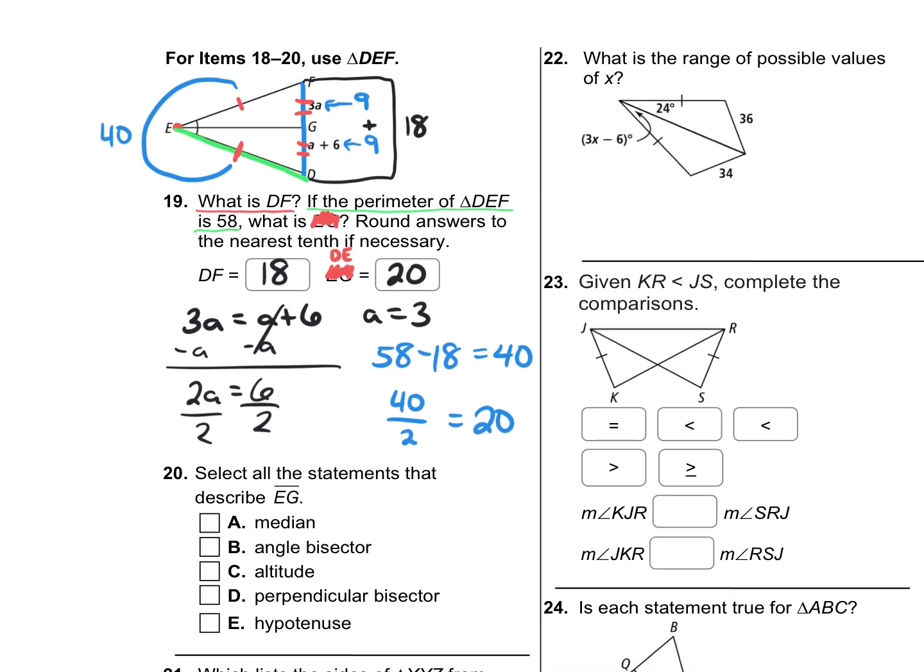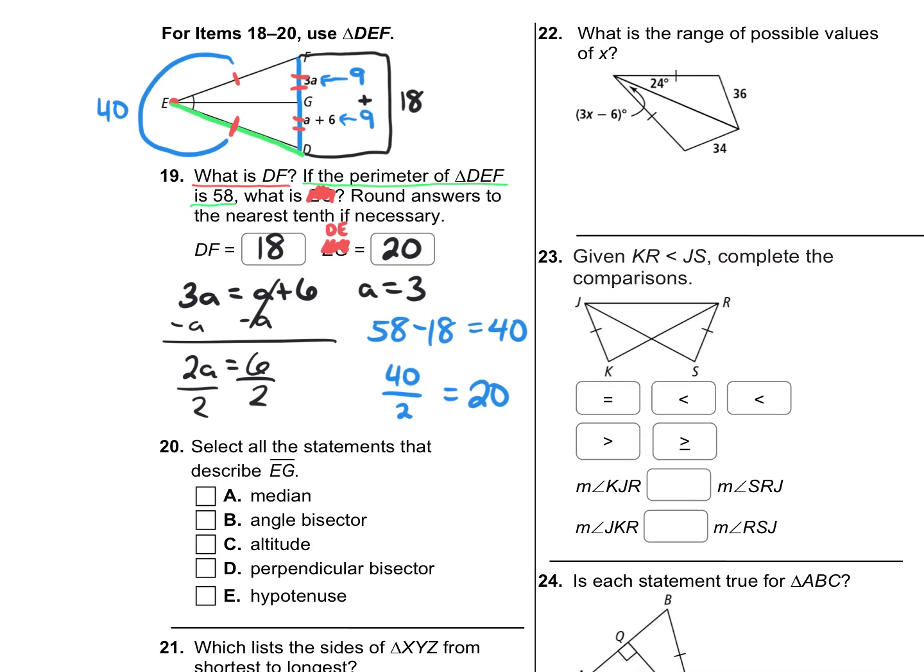Okay, and then piggybacking off of that, number 20, they're talking about that middle line here, EG. Is EG a median? What is a median? Splits the side in half. Yep. So it is a median. Is it an angle bisector? Yes, because the angles are equal. It splits the angle in half.